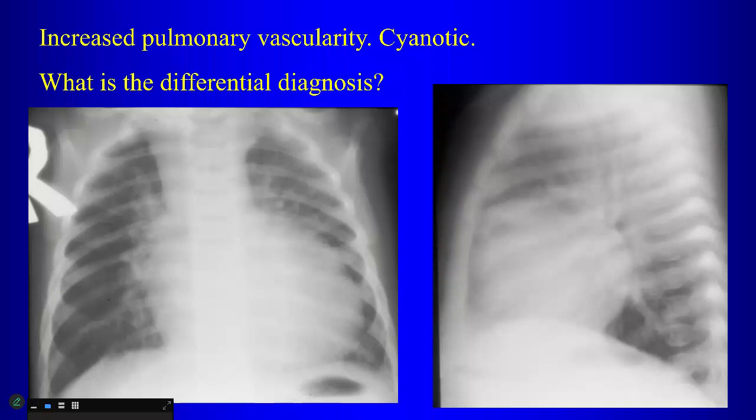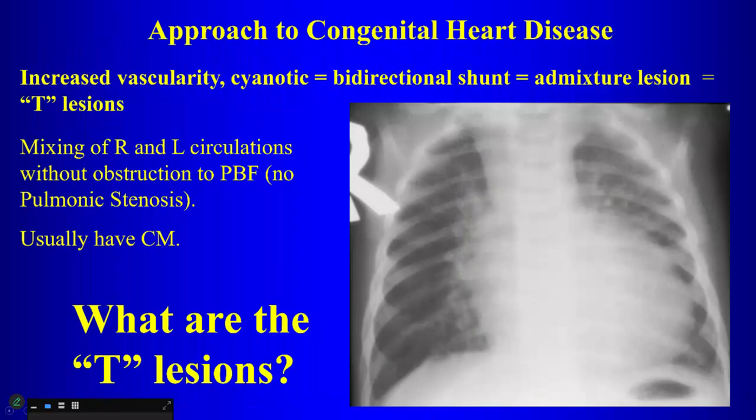Yeah, tetralogy gives you decreased pulmonary blood flow. It's not in this category, even though it begins with a T, so don't make that mistake. Tetralogy is not one of the T lesions that are in this category. But the three big ones that you have to know are transposition, truncus, and total anomalous pulmonary venous return. You want to know those three, okay?